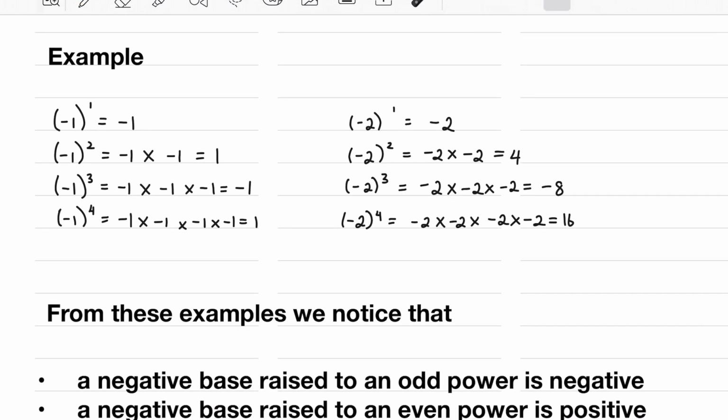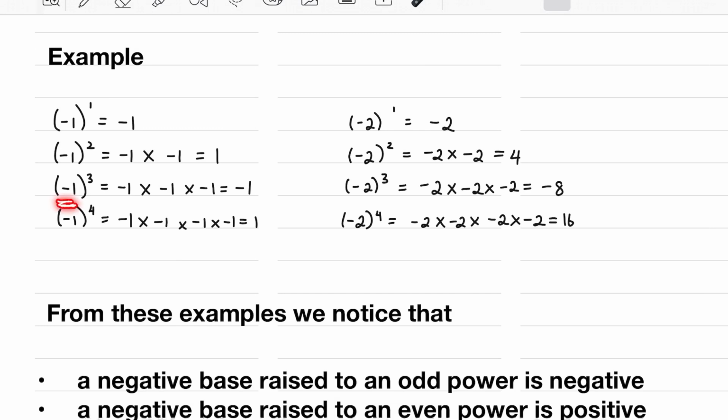Remember, with indices, the index tells us how many times we must multiply the base by itself. So for this example, minus 1 to the power of 1 is just minus 1. Minus 1 to the power of 2, or minus 1 squared, is going to be minus 1 multiplied by minus 1, which is going to give me positive 1, right? Due to our directed numbers rules, negative multiplied by negative is going to give you a positive.